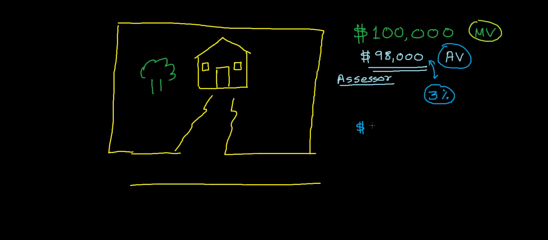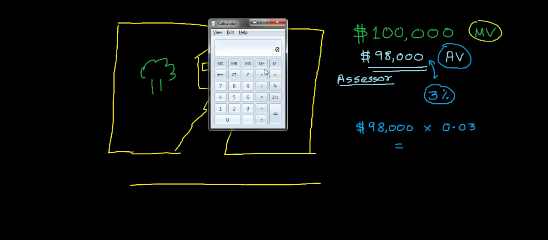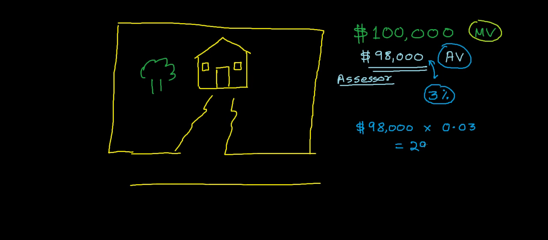So 98,000 is the assessed value, multiplied by 3%, which is 0.03, which is equal to, let's bring the calculator, 98000 multiplied by 0.03, which is equal to 2940, right? So this is the total amount of tax you have to pay for this property.